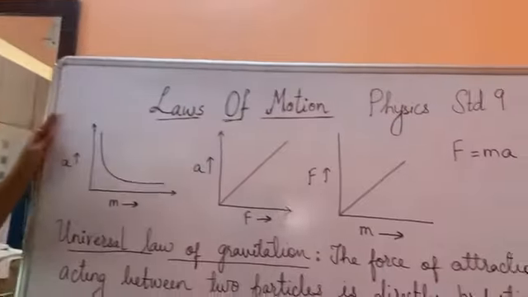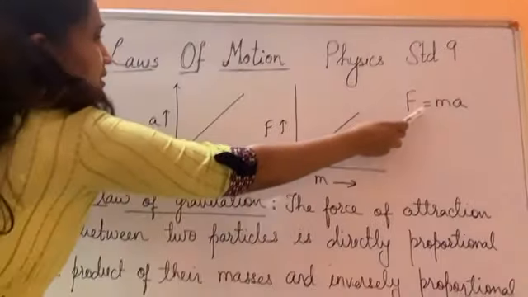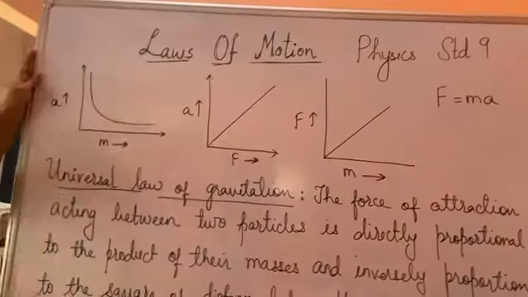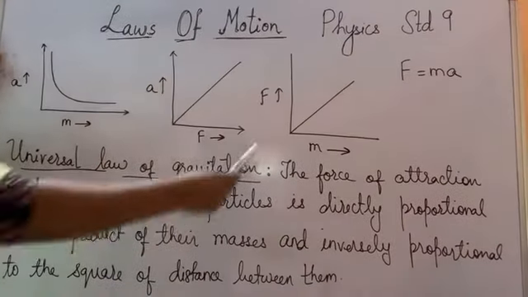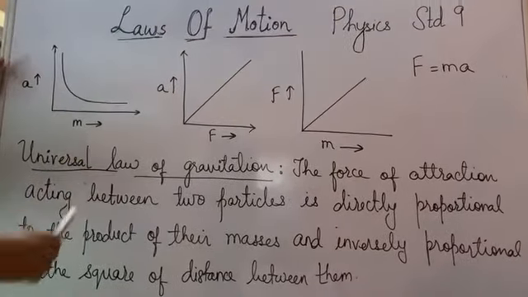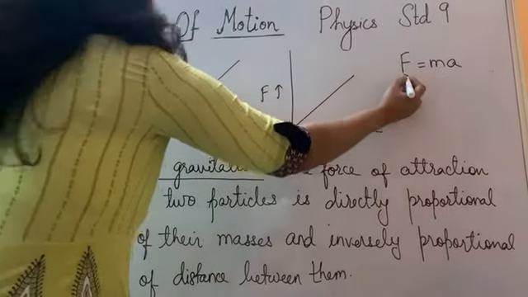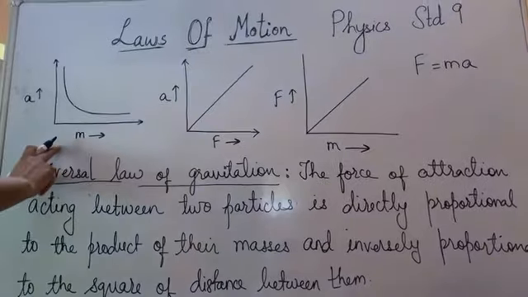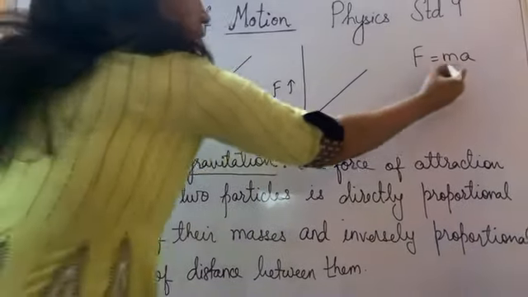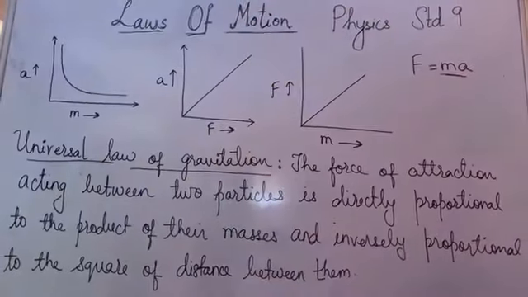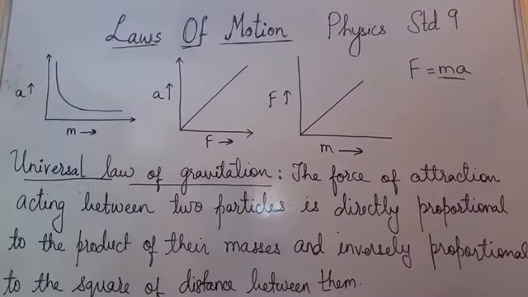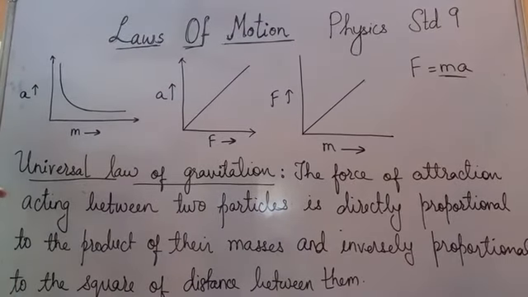Now when you look at this formula over here, F is equal to M into A, that is force is equal to mass into acceleration. Now as I told you in my earlier video, how are they related? The first graph I am explaining is between mass and acceleration. They are inversely proportional, meaning if one increases the other decreases.